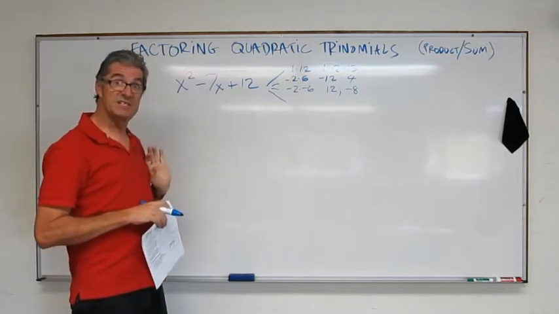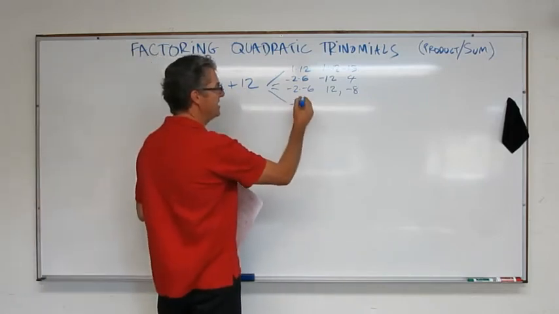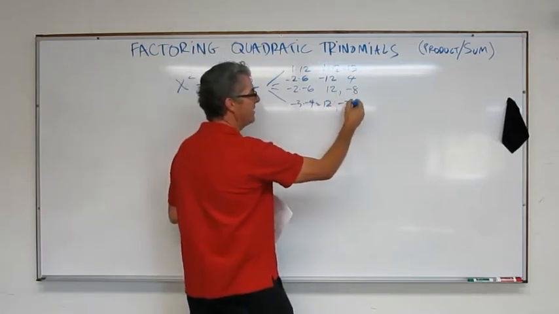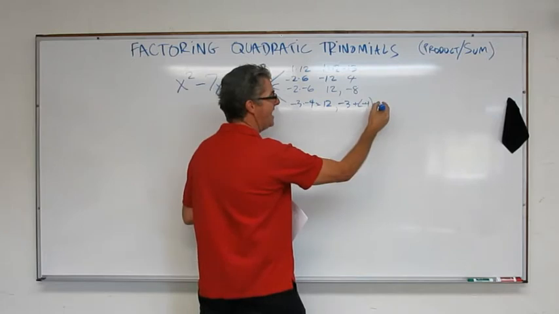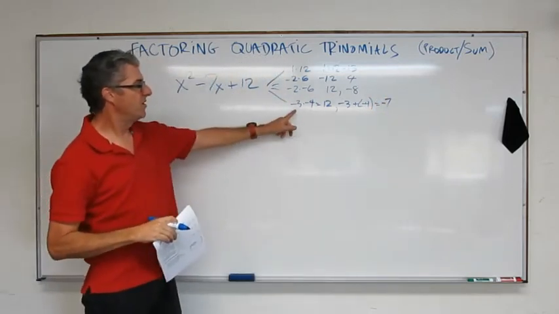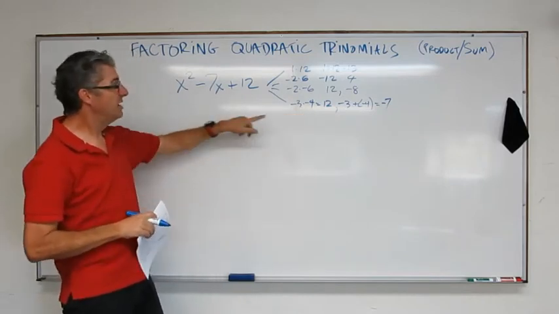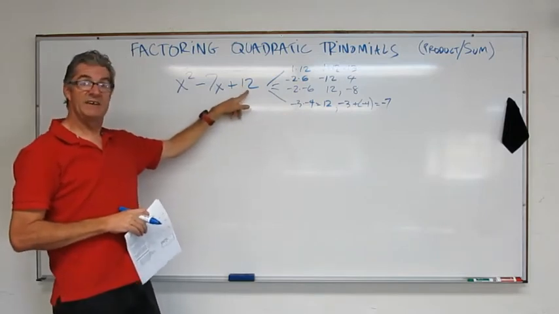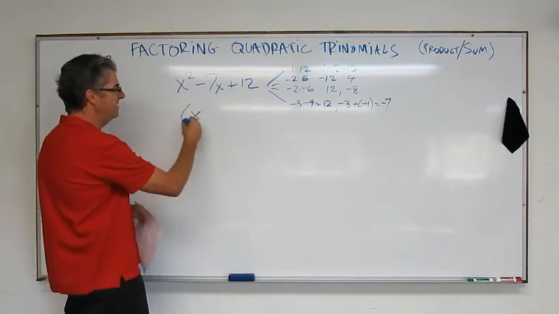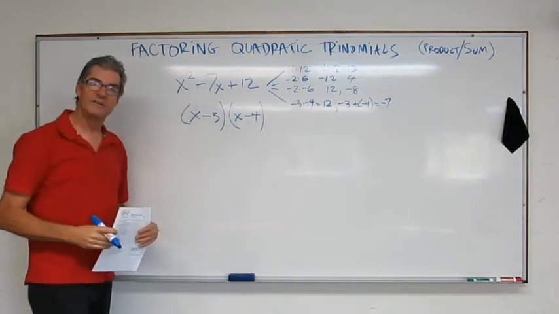So now I just have to get my signs right. So if I want to have a positive 12, I've got to have negative 3 times negative 4. That equals positive 12. And negative 3 plus negative 4 adds up to negative 7. So, bingo, negative 3 and negative 4. Once I've found those two numbers, remember, these two numbers multiply to 12 and add to negative 7. Now I just stick them in my factoring. X minus 3 times x minus 4. And there we are. Okay?